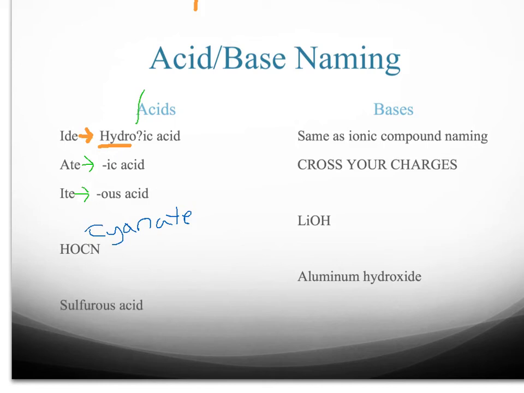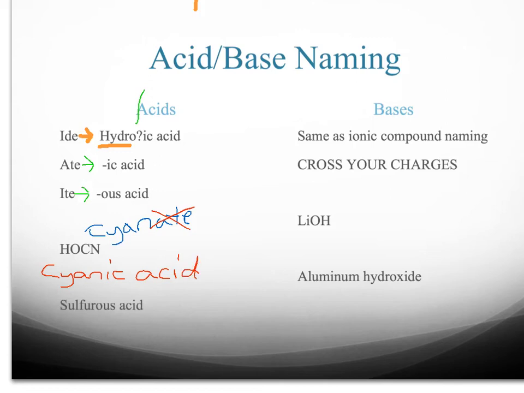then the acid name that it's going to go with is going to be an "ic." So the name of this acid, if we follow the rule, if it's an ate, it's going to be an "ic" acid. So that means we would get rid of this ate and replace it with an "ic." So the name of this acid would be cyanic acid.